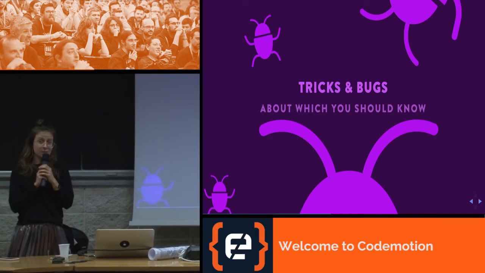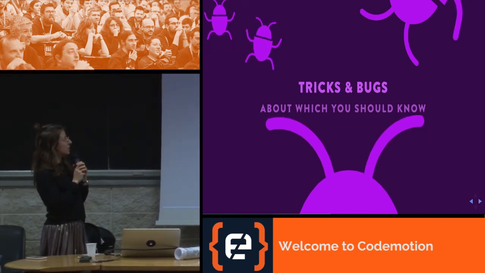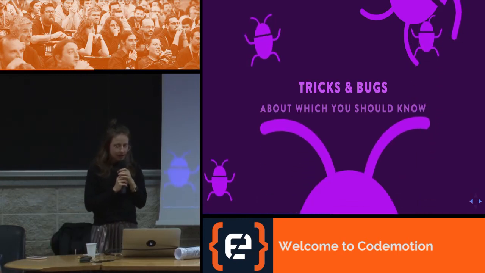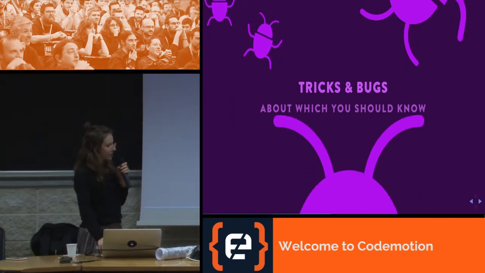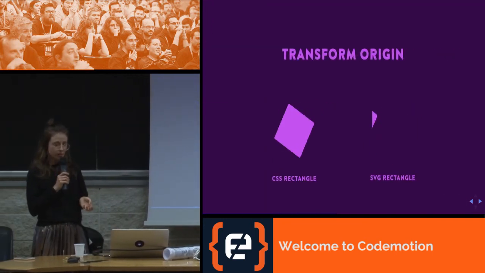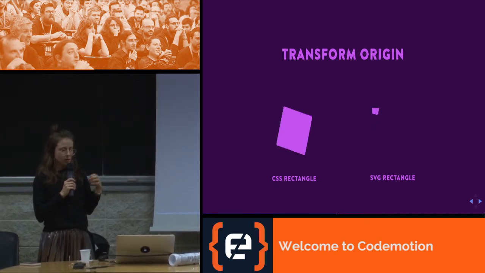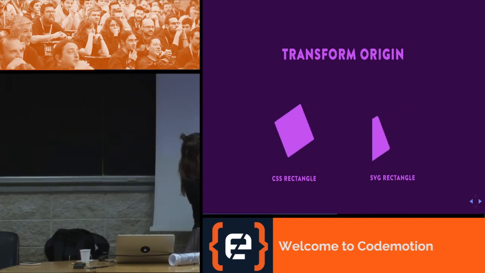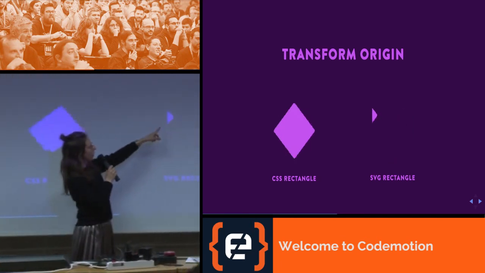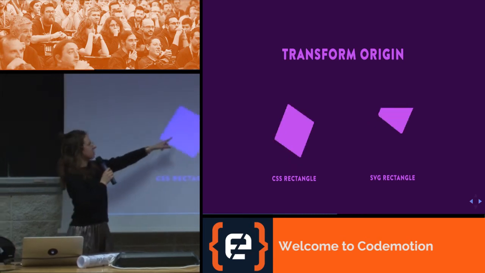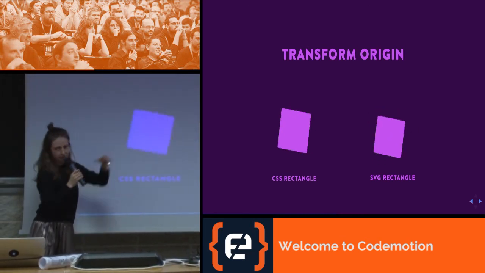Unfortunately, life is not that beautiful, and there are some tricks and bugs about which you should know, because otherwise it's not fun. And the first one is transform origin. So by default, every SVG element has its transform origin defined on the 0, 0 point. So if you look at this rectangle, it will rotate around the 0, 0 point. But we want to achieve something like this. So it rotates in the center, right? So this is the transform origin.